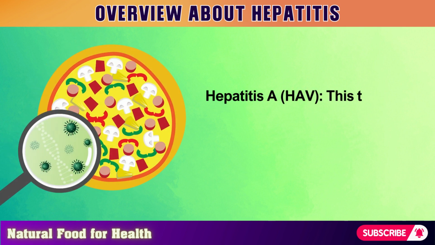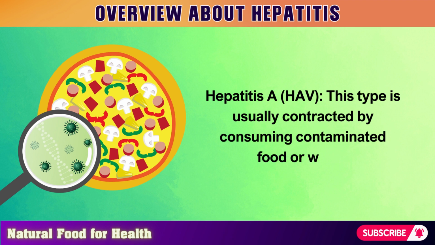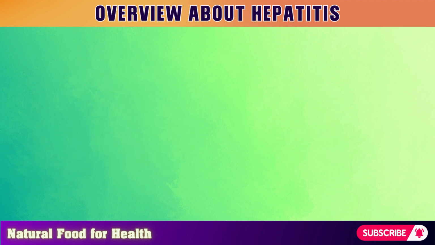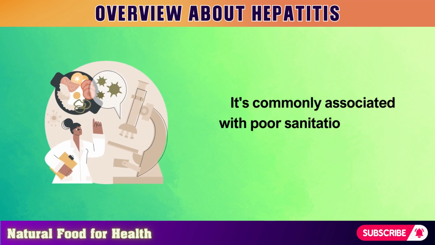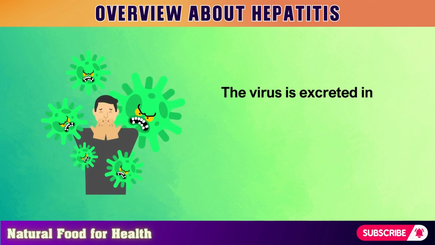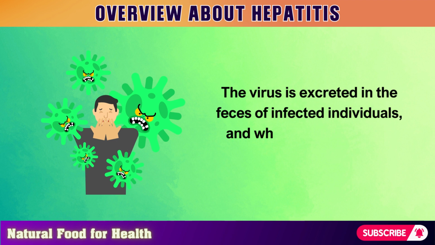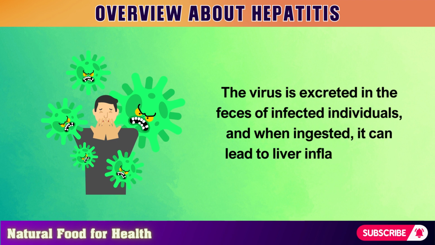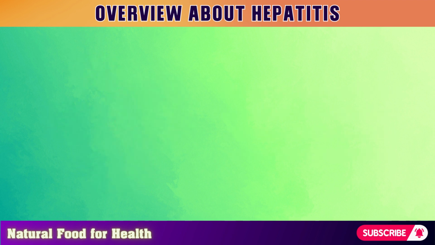Hepatitis A, HAV. This type is usually contracted by consuming contaminated food or water. It's commonly associated with poor sanitation and lack of hygiene. The virus is excreted in the feces of infected individuals, and when ingested, it can lead to liver inflammation.